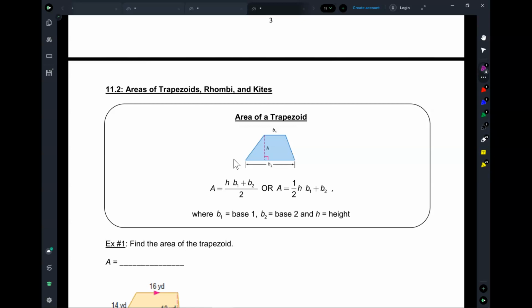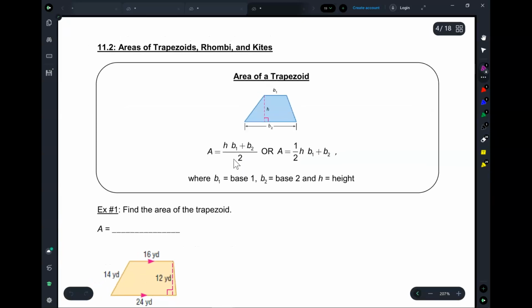The formula, okay, so remember a trapezoid, it's got 4 sides. It's got 2 parallel sides, remember? Those are the bases, so base 1 and base 2. And the distance in between the 2 parallel sides is called the height, right? So the height is always the perpendicular distance between the 2 bases.